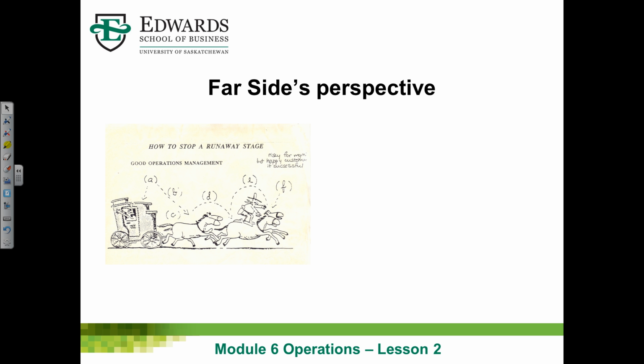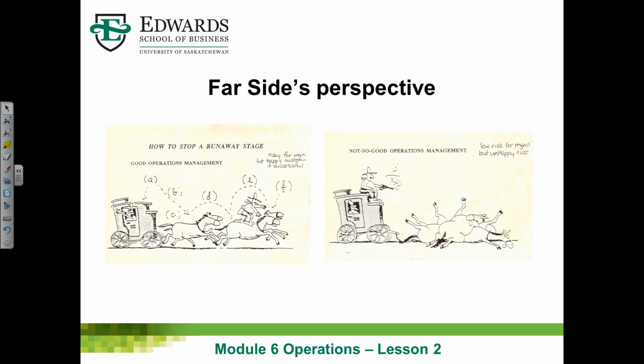So that's good operations management from a Far Side perspective. Here's not so good operations management. And what you notice in this case is that the stagecoach operator did something disastrous. Yes, he stopped the runaway stage, but obviously in this situation, it wasn't really a good outcome for the horses involved. So a bit of a chuckle there in terms of good operations management and not so good operations management.